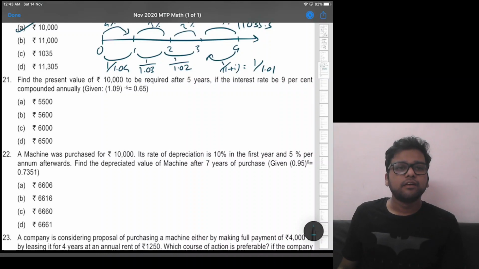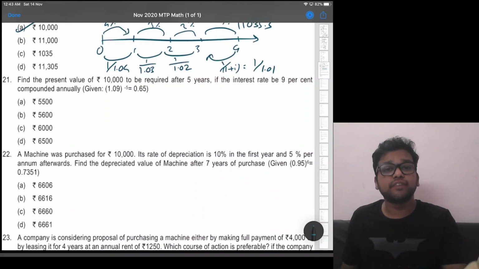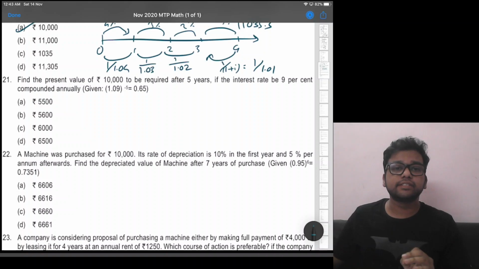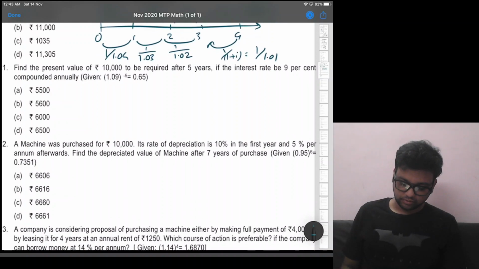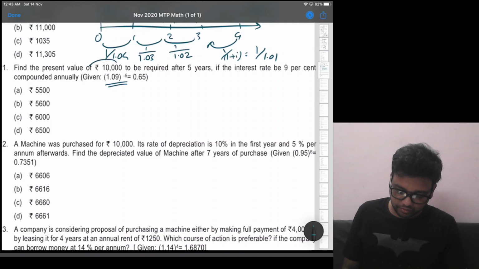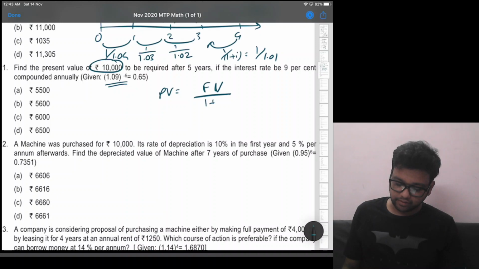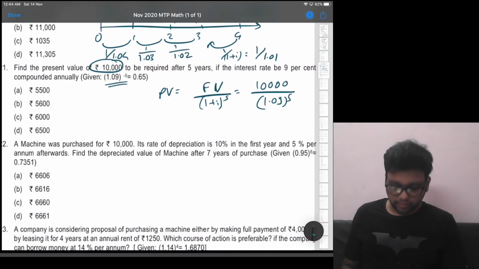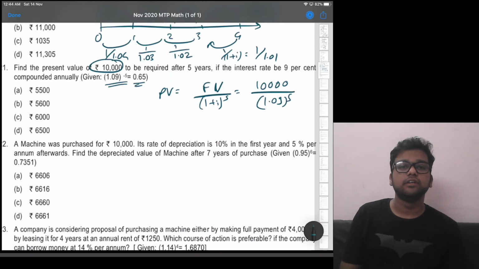Next. Find the present value of 10,000 to be required after 5 years, if the interest rate is 9% compounded annually. Okay. That means this is future value. We know that present value is future value discounted. That is 1 plus I raised to 5. So it will be 10,000 divided by 1.09 raised to 5. Either do it on calculator or use this 0.65. So 10,000 into 0.65. So option D is going to be the answer.